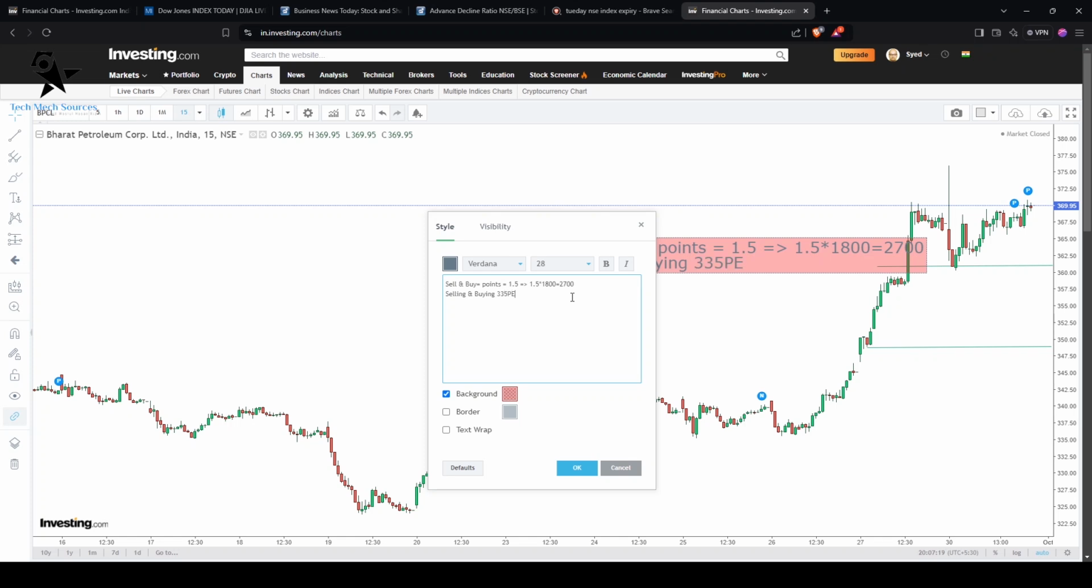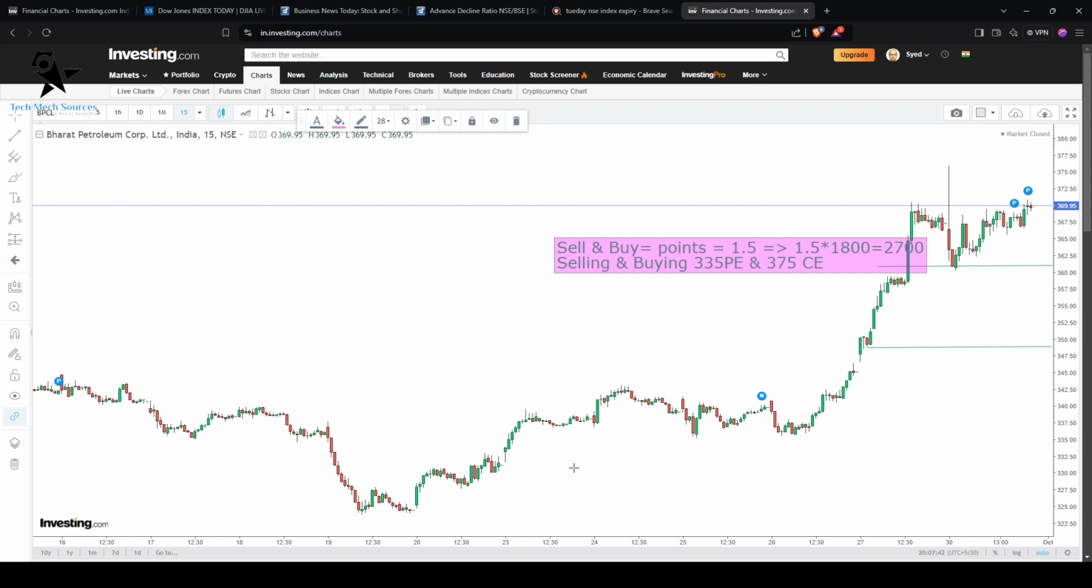335 put and 375 call, right? If you sell and buy both, so what will happen? Sell and buy both. So you have taken 2700 points.